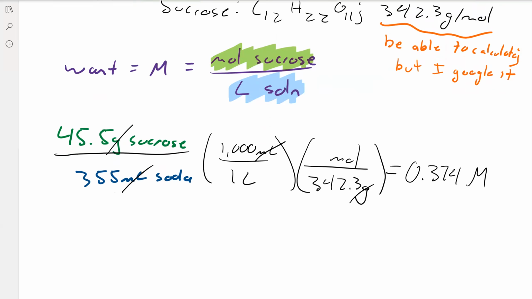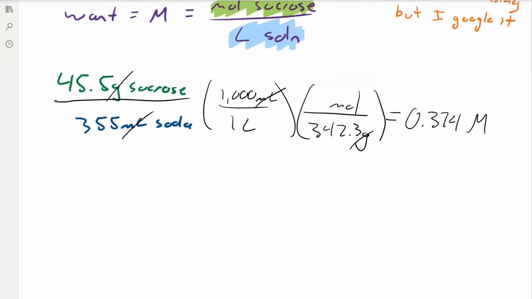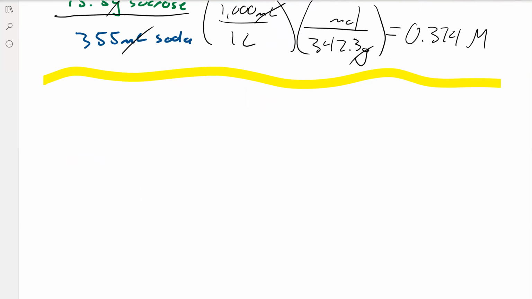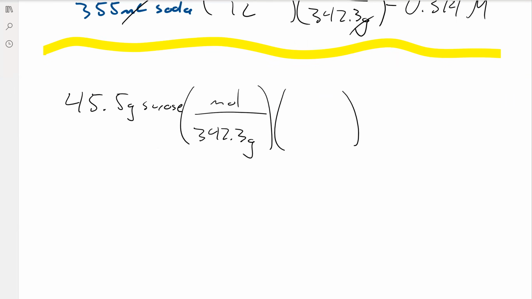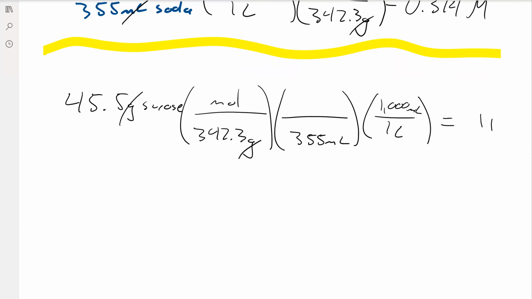0.374 molar. Another way that you could have done this problem is you could have taken your 45.5 grams of sucrose, converted that to moles, and then after that, divided by the 355 mL, right? Note that in this case, I'm not going to have a top unit because I just want to insert my volume down on the bottom. And then convert that to liters, and you'll get the same answer.